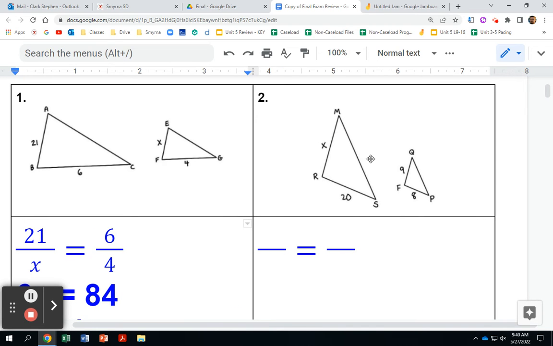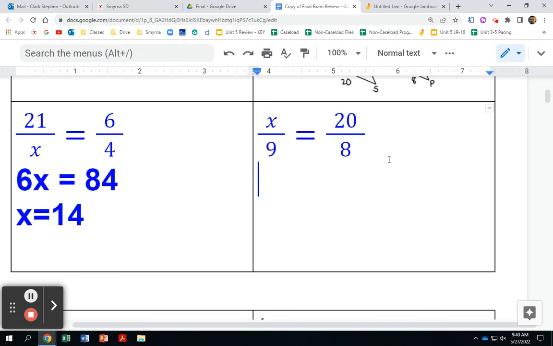So the next one is going to be done similarly. We have x and a 9 in the same position. They're sitting in the same area. So we're going to put x over 9. And then we're going to use this 20 and the 8. You see how we put x on top? So we're going to put 20 on top. 20 over 8. And then we're going to cross multiply again. So we're going to have x times 8, which is just 8x, right? Then 9 times 20, which is going to equal 180. Right? And what do we do next?